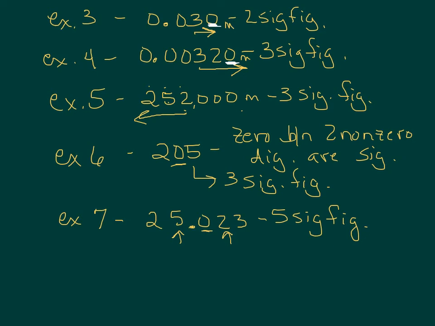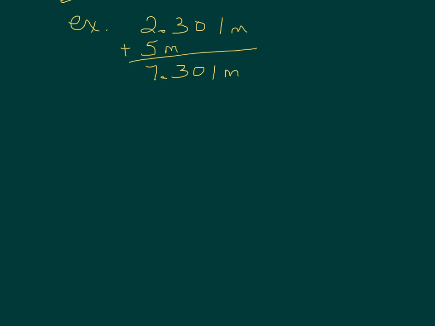All right, let's look at how we do calculation. Let's look at another example of adding and subtracting. 2.301 plus 5. If I add that up, I get 7.301. If I leave my answer like that, what I'm saying is that my calculation is accurate out to the third decimal place, which can't be true if one of my measurements is not accurate out to the third decimal place. So my correct answer, I have to round it so that there is no decimal place present. My answer cannot have a decimal place, so it would just be 7 meters.